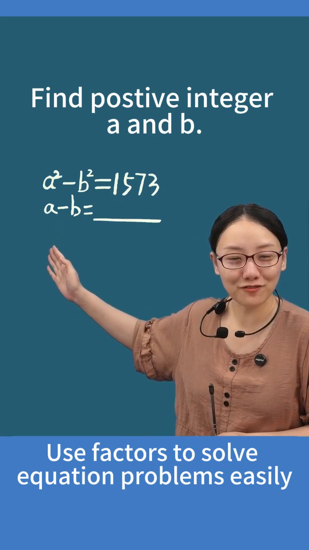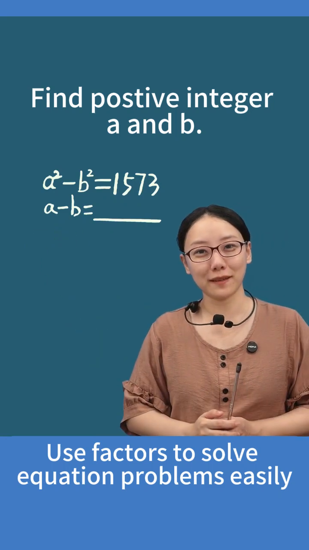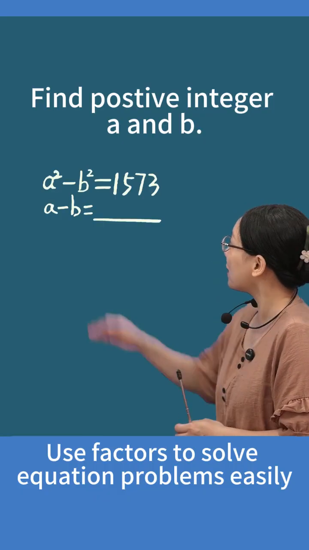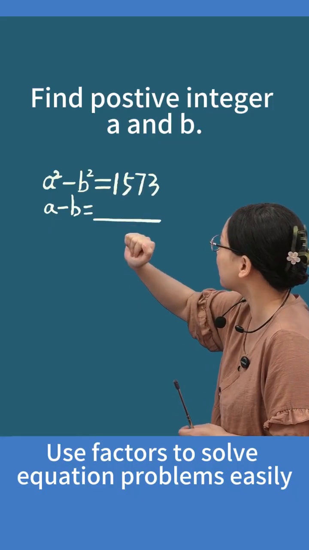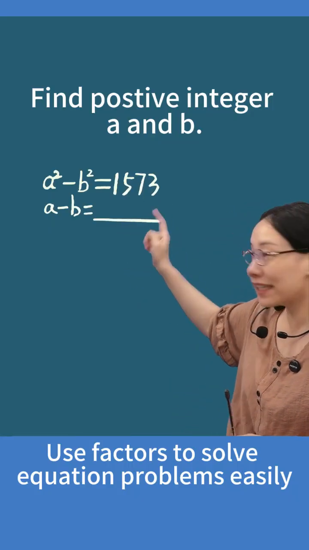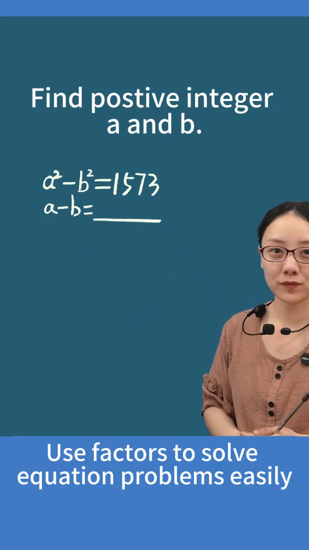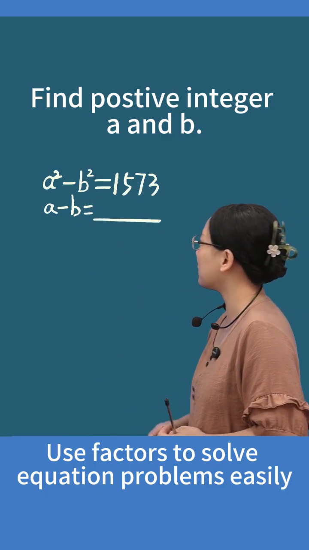This is a challenging final exam question for Xiaojia B, and it has stumped quite a few top students. Let's take a look at the problem. The question tells us that a and b are positive integers, and that a squared minus b squared equals 1,573. It asks, what is a minus b?